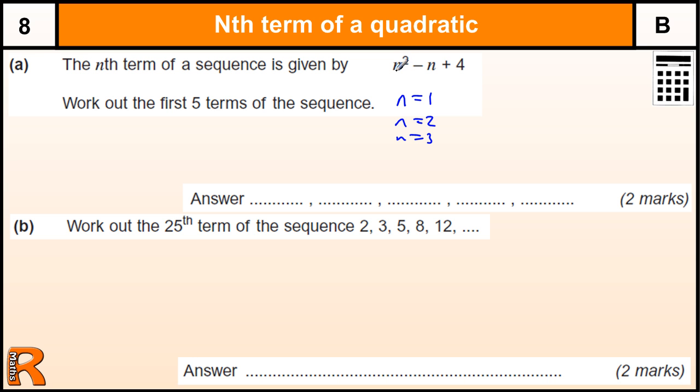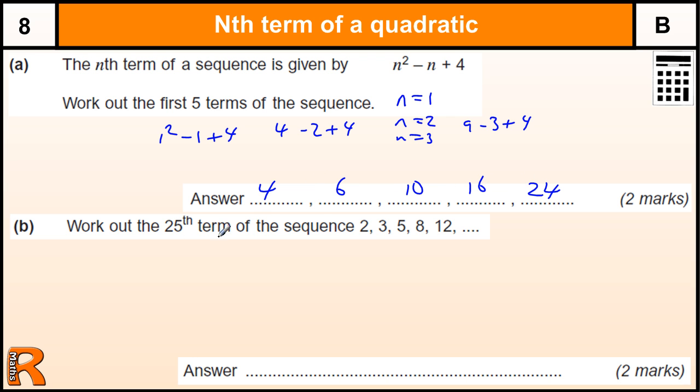So n equals 1: 1 squared minus 1 plus 4, so that's going to be 0 plus 4, which is 4. Then when n equals 2, we get 4, because 2 squared is 4, minus 2 plus 4 is going to be 6. And then when n is 3, we get 3 squared, which is 9, minus 3 plus 4, which is going to be 6 plus 4, which is 10. You can see from that it's going up by 2, and then by 4, and it'll go up by 6, and then by 8 to get 24. So that gives you 2 marks.